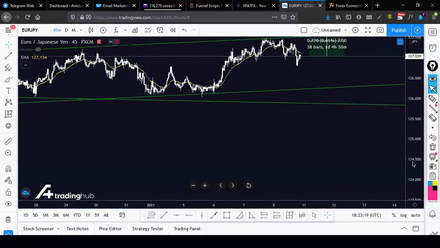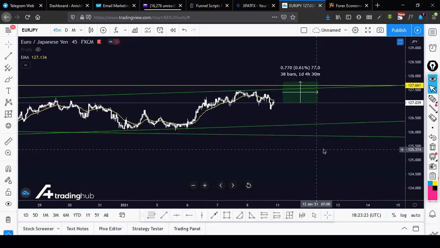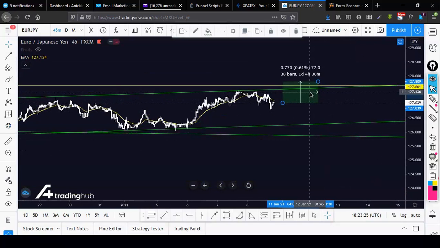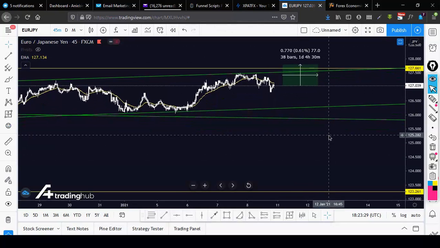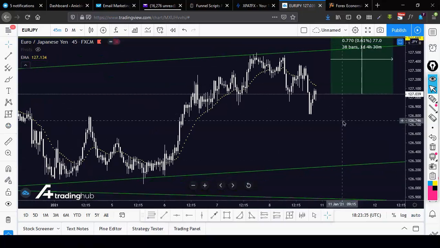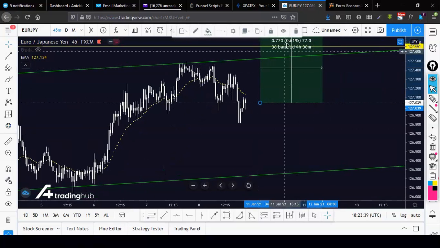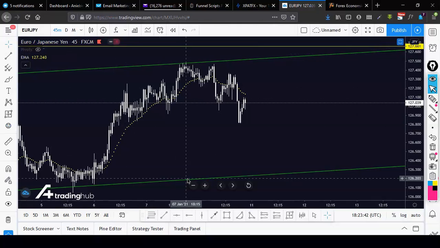The other level I spotted on the daily time frame, let me look for it. The 123.26 zone. So that should be your final target. You can have other targets in between, but your final target should be the 123.26 zone. So for Euro JPY, we want to sell these two.